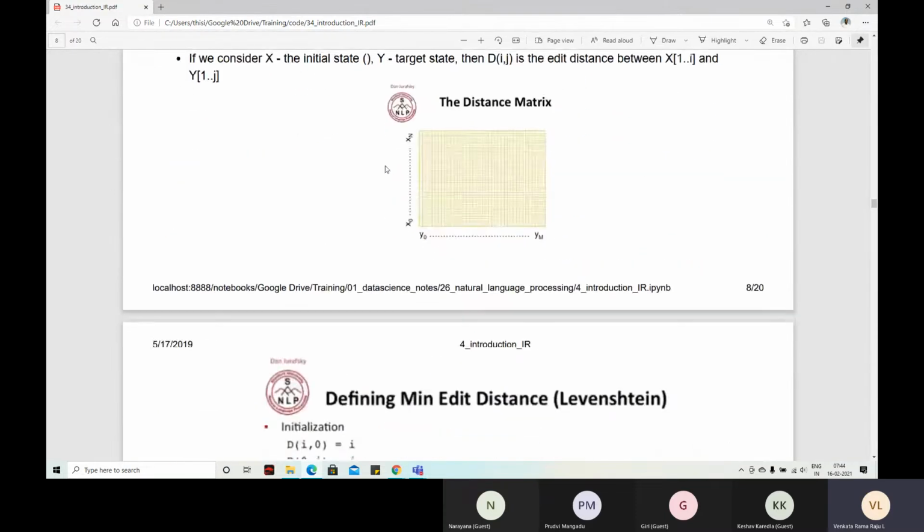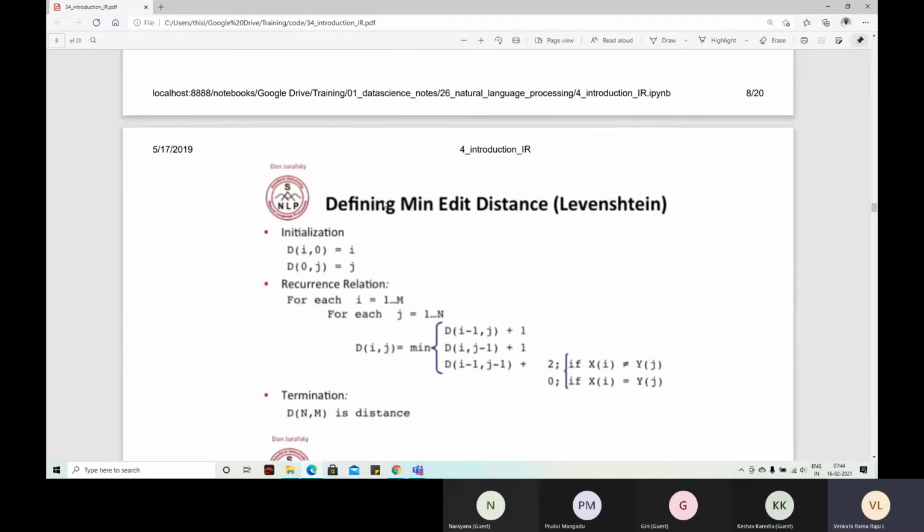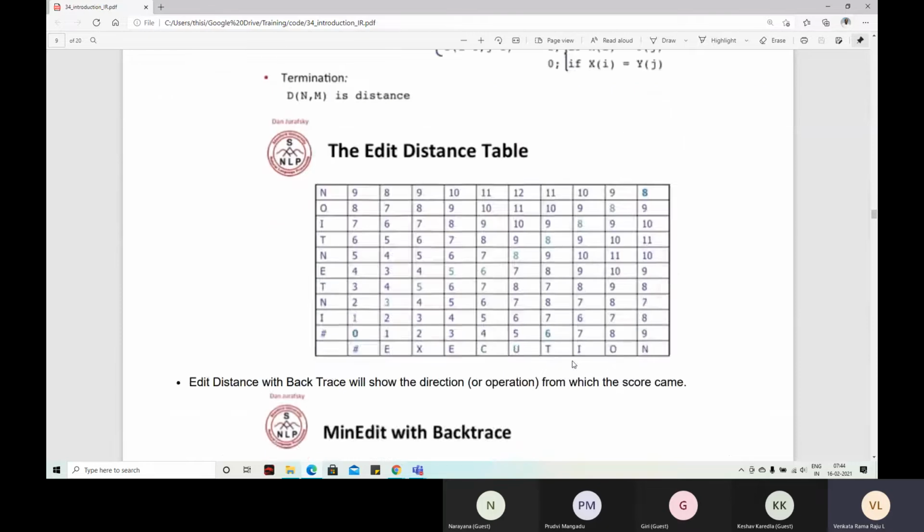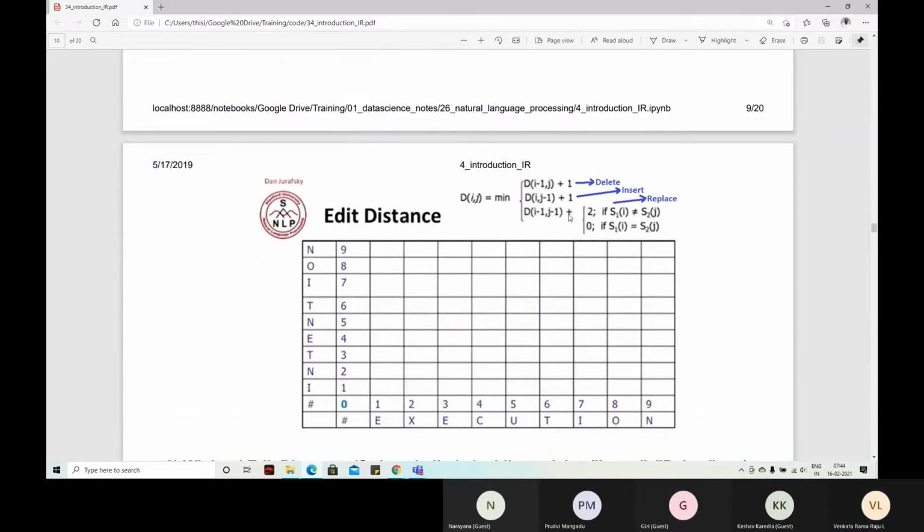How does this edit distance work? It uses dynamic programming. What is dynamic programming? This formula. So here in this formula, if you delete this letter and try to insert this letter, this much cost it's going to be. If you don't want to delete anything and shift it and insert, then it's going to be this much cost.